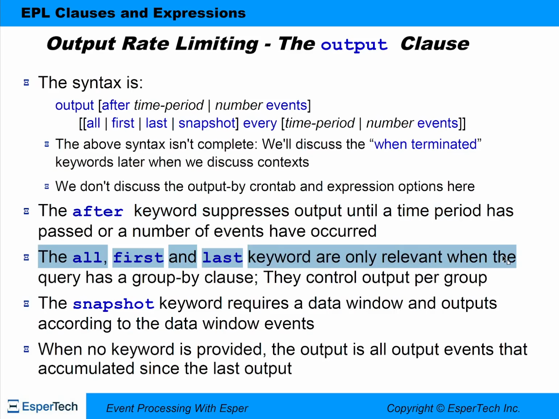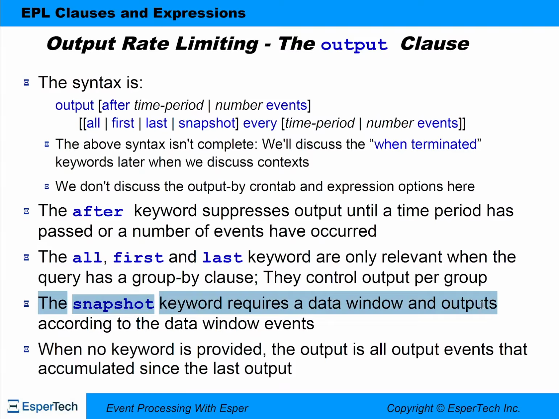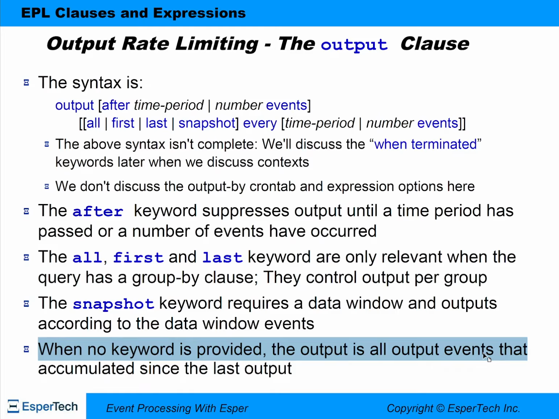The all and the first and the last keyword are only relevant when the query has a group by clause. They control output per group. The snapshot keyword requires a data window and outputs according to the data window events. When no keyword is provided, the output is all output events that accumulated since the last output.